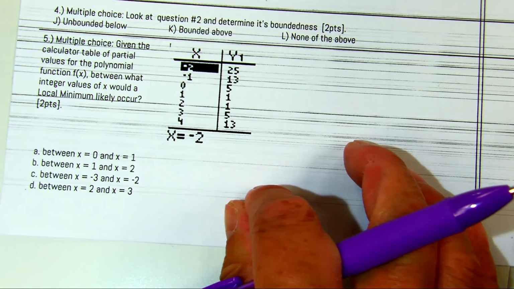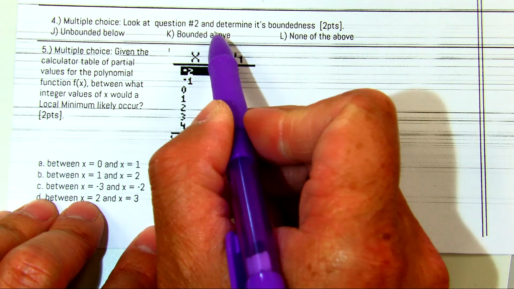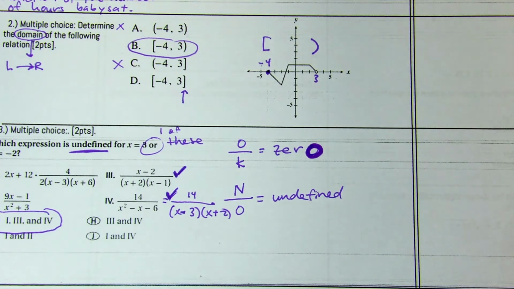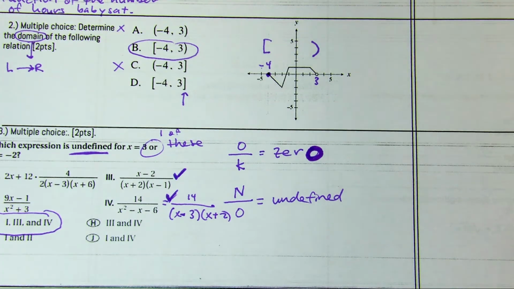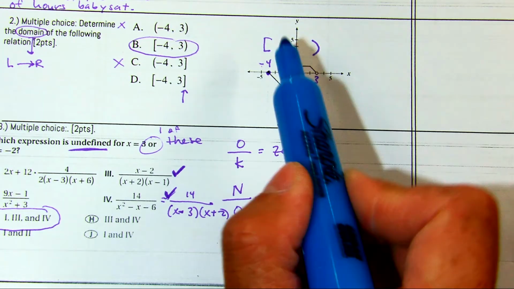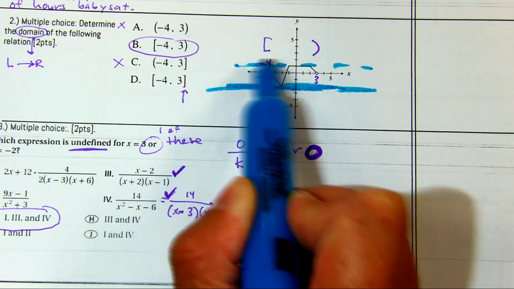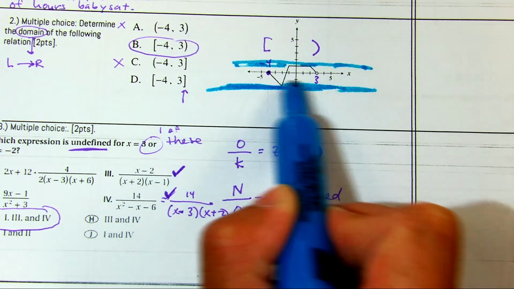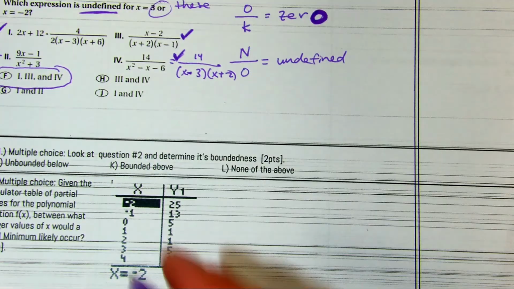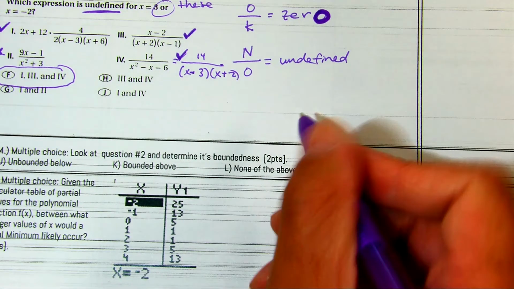Question number 4, multiple choice. Look at question number 2 and determine its boundedness. So I recognize that the graph doesn't go any higher than 1, and it doesn't go any lower than -2. So it's bounded above, bounded below. This would be bounded. Bounded is our answer. And this one says bounded above, unbounded below, or none of these, and that would be none of these because it's bounded.